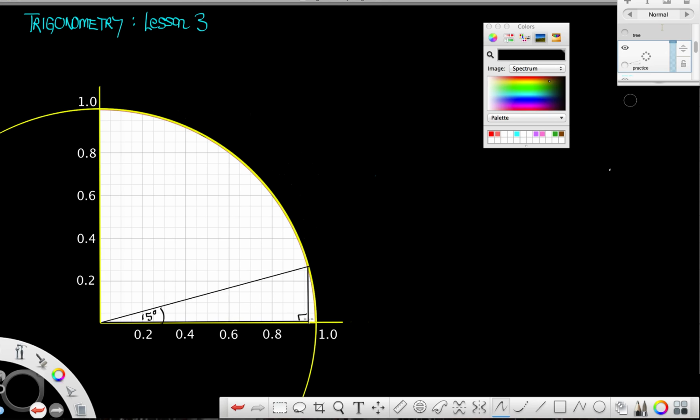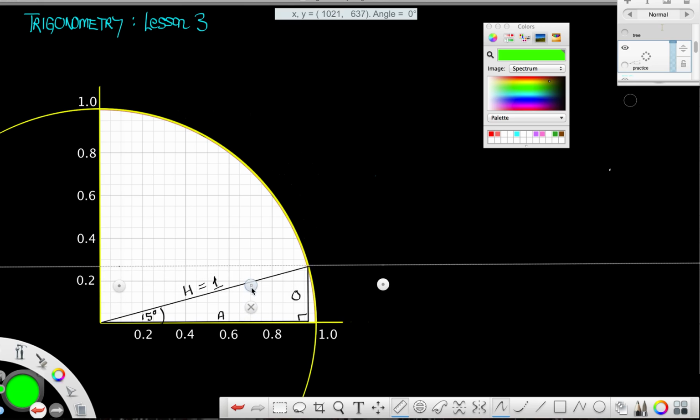Okay, let's label our triangle again. So here's our right angle. This is the longer side. We know that's called the hypotenuse. And once again, the hypotenuse in this particular triangle, because it's drawn inside the unit circle, has a length of 1 unit. The side that's opposite the angle is called the opposite, so we label that O, and the remaining side is called A, the adjacent. Okay, so let's firstly do our estimates. Let's estimate the length of the opposite. So we'll go with green again. We'll do the opposite first. So I'll get my ruler in. We need a ruler just to mark out where we think it hits the axis there.